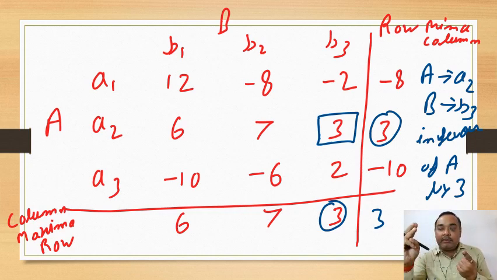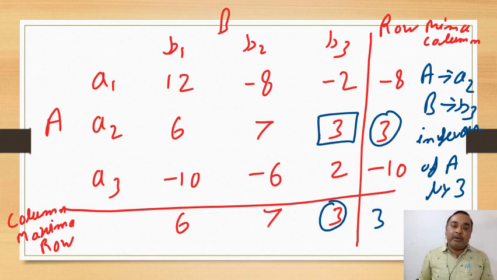Step 3: select the maximum value from the row minima column. What is it? 3. Select the minimum from the column maxima row. What is that? 3. If both of them are equal, yes, a saddle point exists. Where is the saddle point? At the intersection of these two, that is this 3. How to write the answer? When A goes for A2 and B goes for B3, the game will be in favor of A, because it is a positive value, by 3.